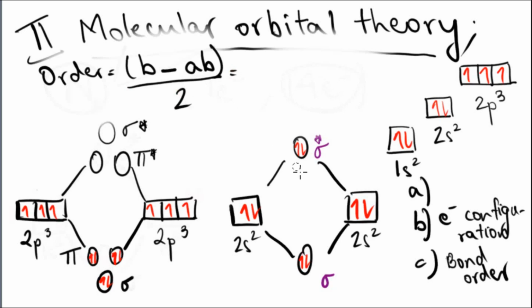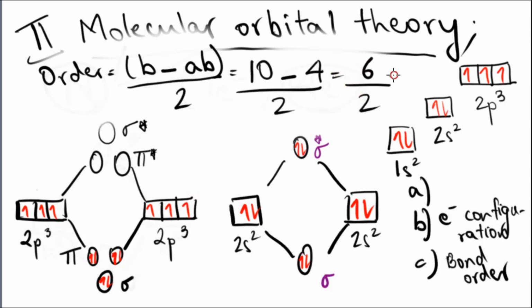So here we can see that the number of electrons in the bonding is 2 in 1s2 plus 2 in 2s2, then 6 in 2p3, right? So you have 2 plus 2, 4 plus 6, 10. The antibonding is 4, 2 from 1s2 and 2 from 2s2. All right, so 10 minus 4 divided by 2 is 3. So that's the answer for the bond order.